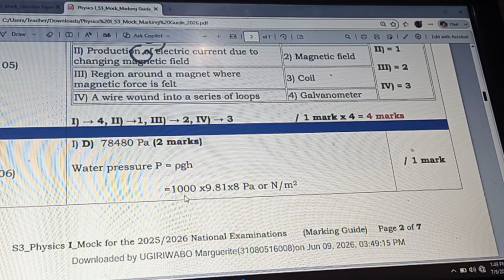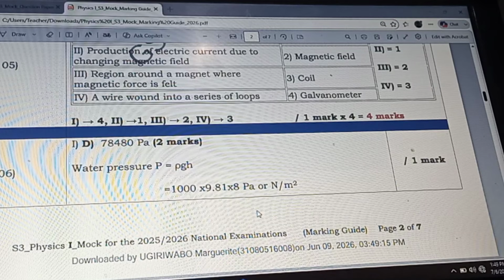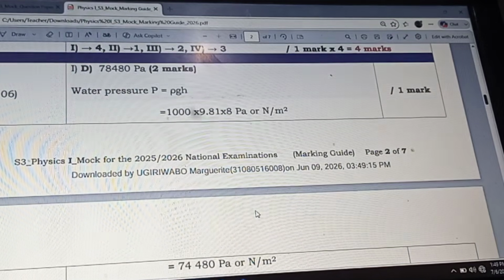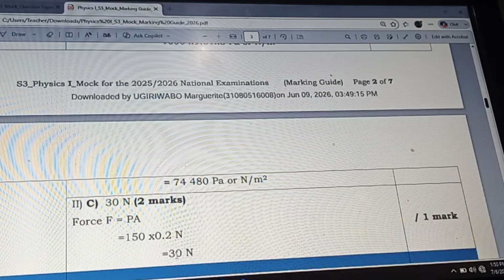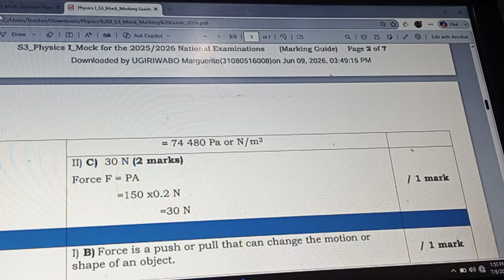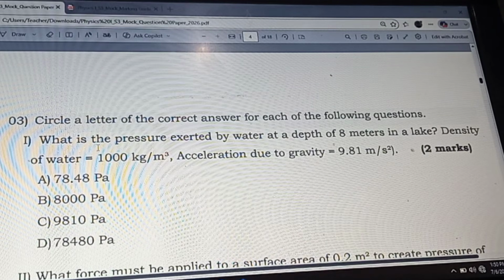Density we have is 1,000 times acceleration due to gravity, which is a constant. It is equal to 9.81 or is equal to 10 meter per second square. And the height we have is equal to 8. And then by using calculation, we get this one. Okay. Let's continue to the next question.